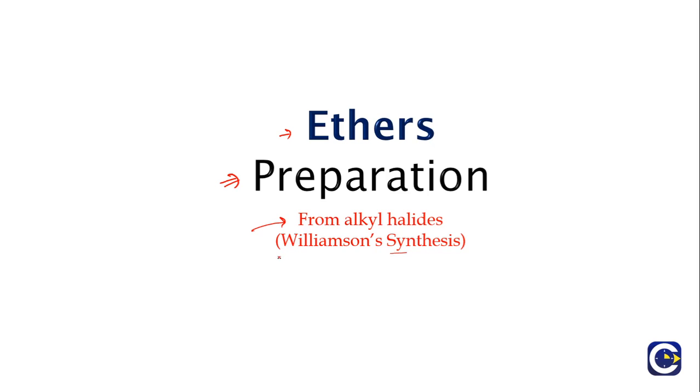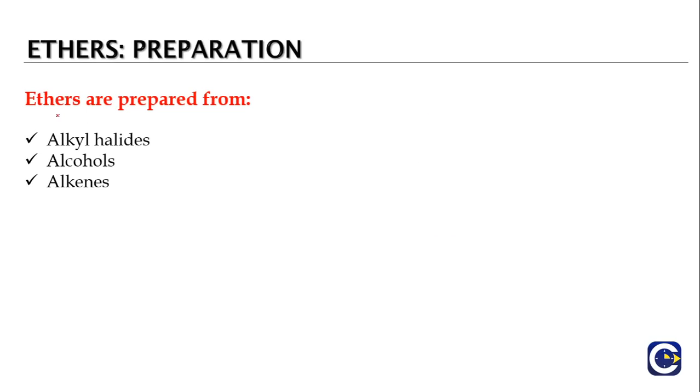We can prepare ethers from alkyl halides by Williamson's ether synthesis, and we can also prepare ethers from alcohols by dehydration of alcohols, by acid catalyzed dehydration as well as catalytic dehydration. And from alkenes we can also prepare ethers by addition reactions. In this video we'll be discussing only the first one, the preparation of ethers from alkyl halides, and in the subsequent videos we'll be discussing the other methods as well.